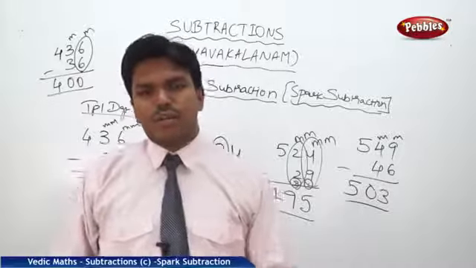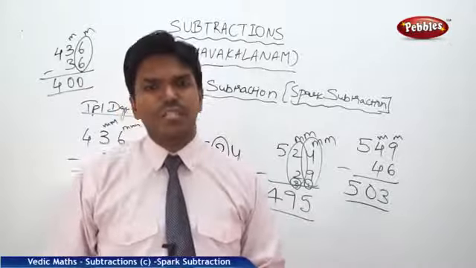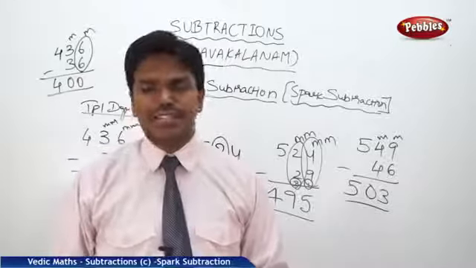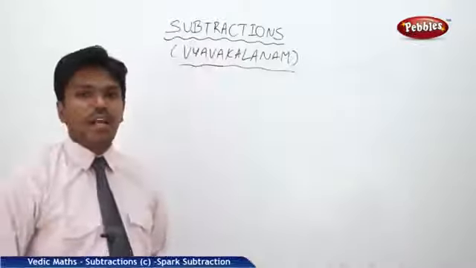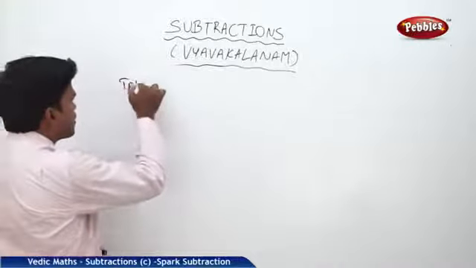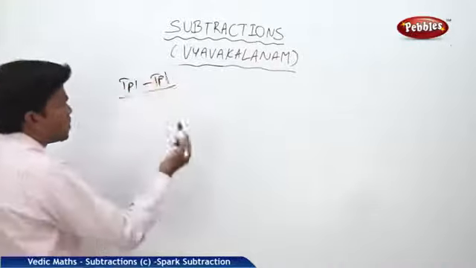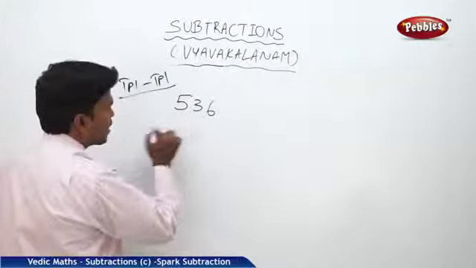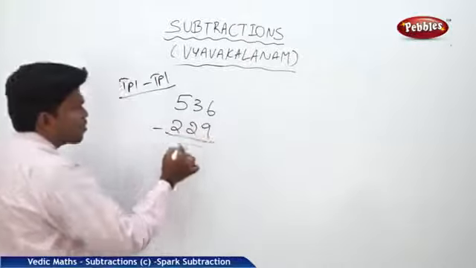Okay. So now we will go to one more step, that is triple digit minus triple digit numbers. Now we will see triple digit minus triple digit. Triple minus triple. Suppose 536 minus 229. I want to subtract this one.